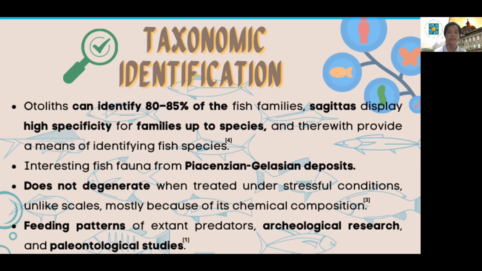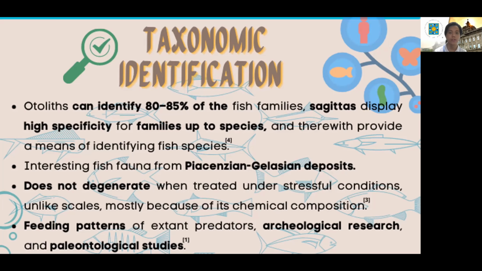One of the interesting studies is that they were able to use fossilized otoliths found in deposits dating way back to the Pliocene to Gelasian ages. This is due to its chemical composition that does not degenerate when treated under stressful conditions, compared to other structures such as scales. Hence, this can also be used in gut analysis for the feeding patterns of excellent predators, archaeological research, and paleontological studies.